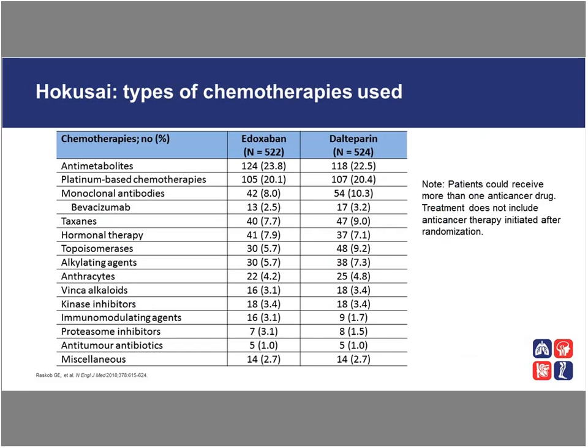The different chemotherapy agents used are noted here. They could receive more than one anti-cancer drug at the time of enrollment, but treatment did not include anti-cancer therapy initiated after randomization. So patients' treatments were documented at baseline, at the time of enrollment. And so you see that most of the therapies were anti-metabolites or platinum-based chemotherapies, and less so of the other agents.